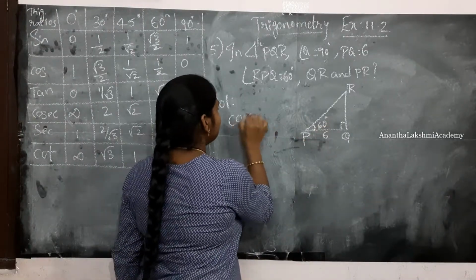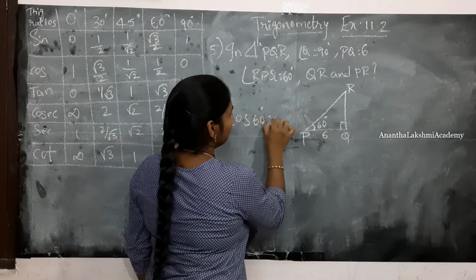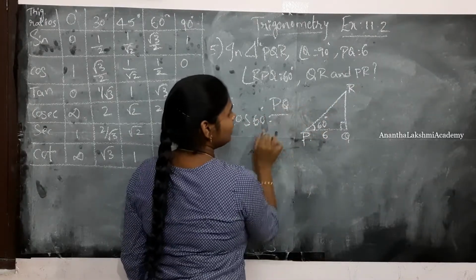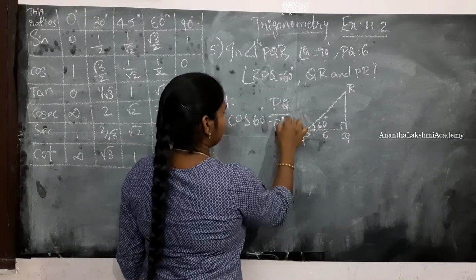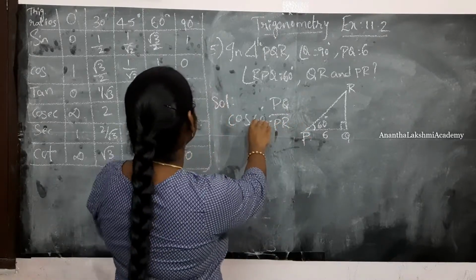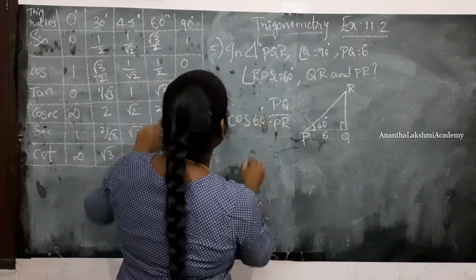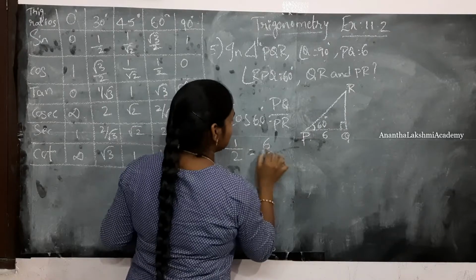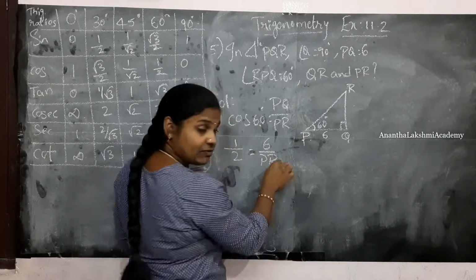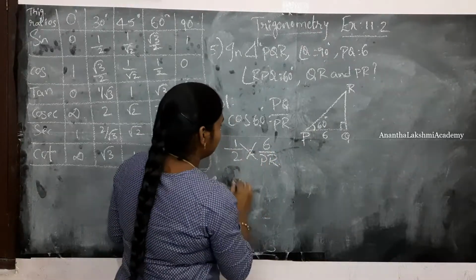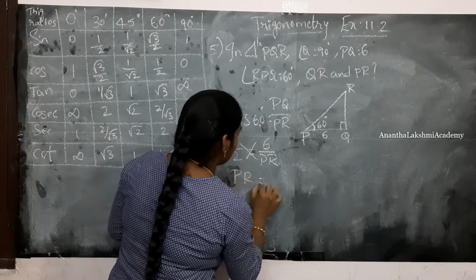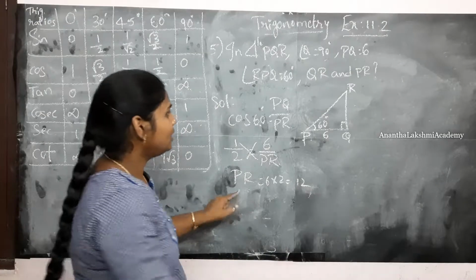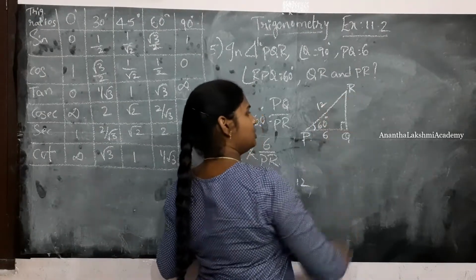So cos 60 degrees is equal to what? Adjacent by hypotenuse. This is nothing but PQ by PR. What is cos 60 from our ratios table? Nothing but 1 by 2, which is equal to PQ, 6, by PR. Can we determine PR from here? Yes. If you do this cross multiplication, PR is equal to 6 into 2, which is nothing but 12. Now we have got PR, which is 12.